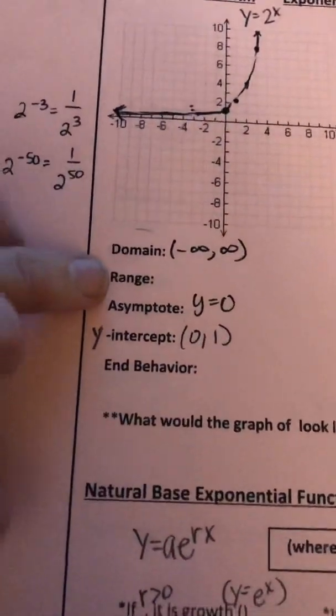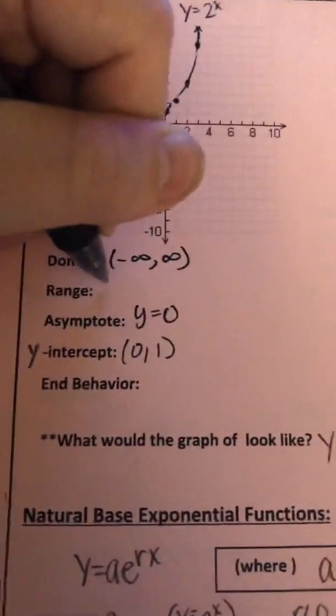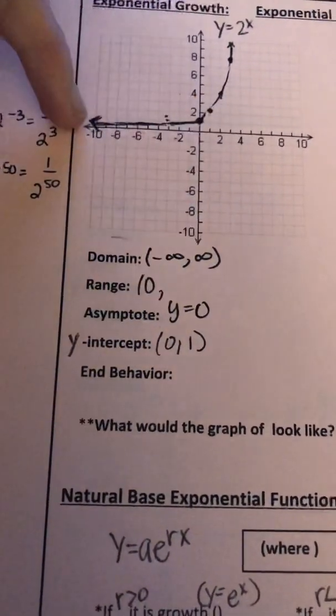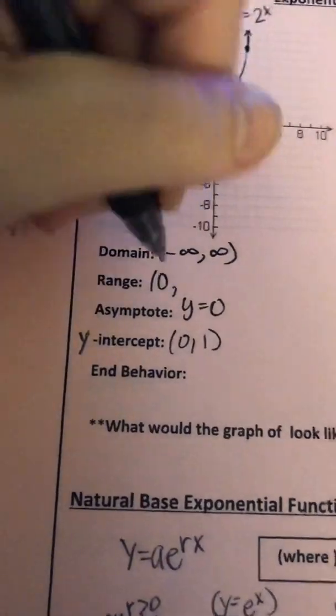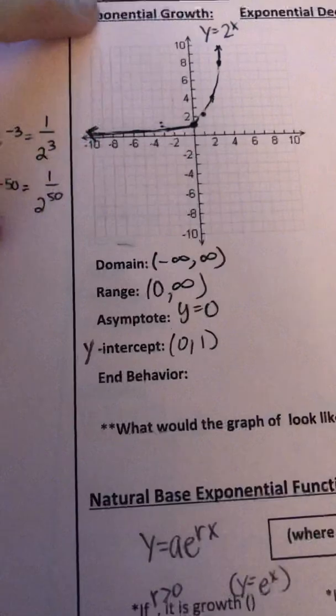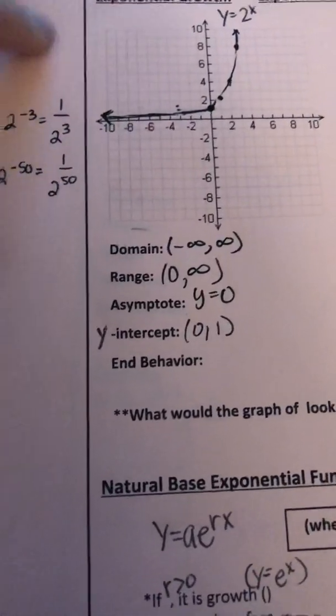If we're talking about range, just as I said before, it will never cross or touch the y-axis, or I'm sorry, the x-axis, and it will continue to go upwards. So we're going to have 0 to infinity on the range.